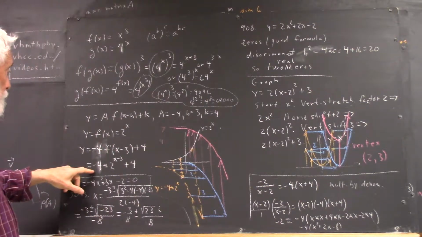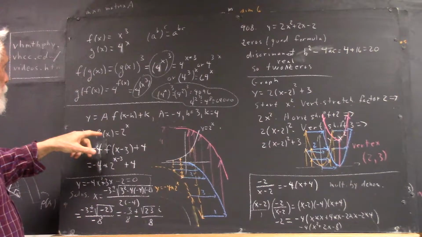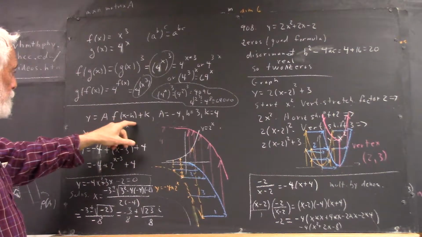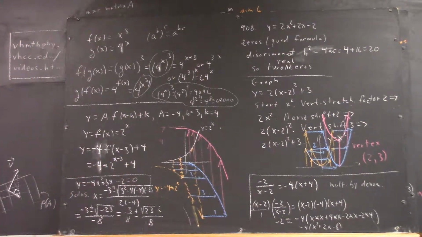And that's then negative 4 times what? F of x minus 3. F of x is 2 to the x. If we replace x by x minus 3, we get 2 to the x minus 3. So here's our function. Now, question of how we graph that.